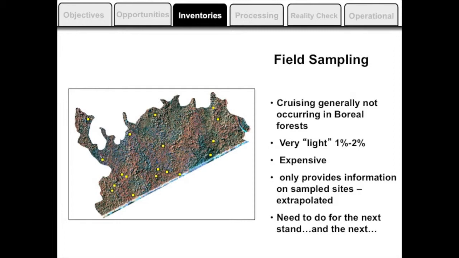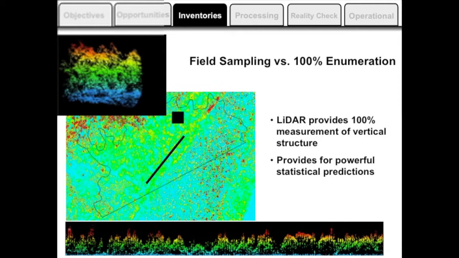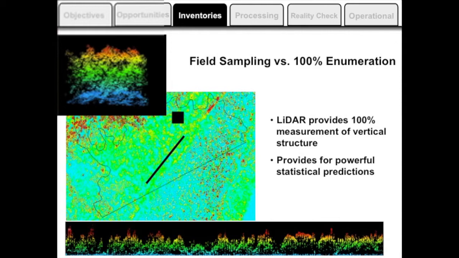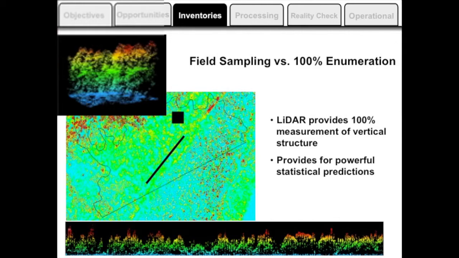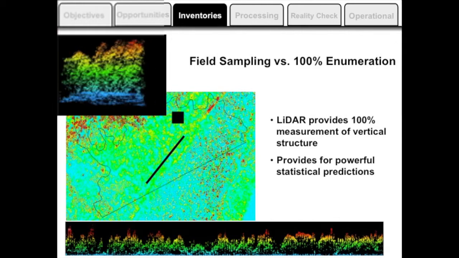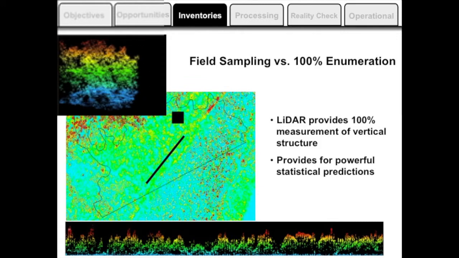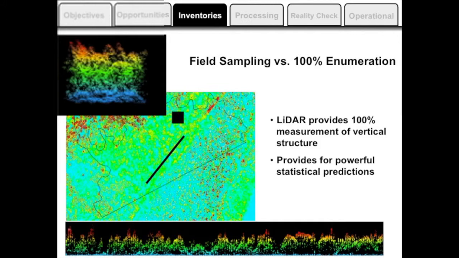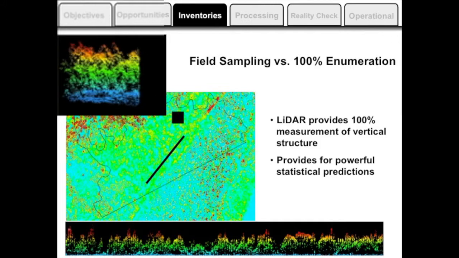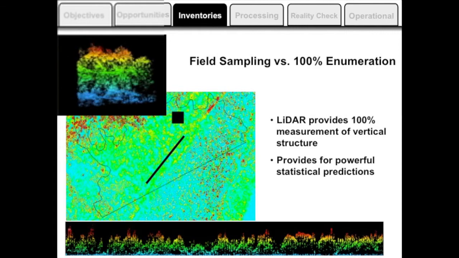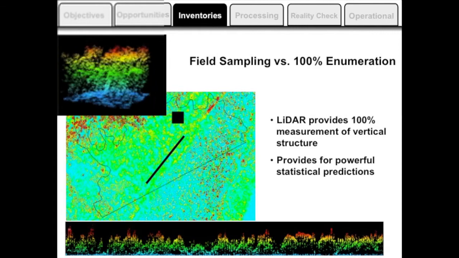What LiDAR offers us is the opportunity. It is a sampling system, but it's a 100% sample. It's a 100% census of all that structure in that forest stand. And that provides us some powerful statistical predictions. So when we look at the stand, we have all the vertical distribution known for every spot in that forest.